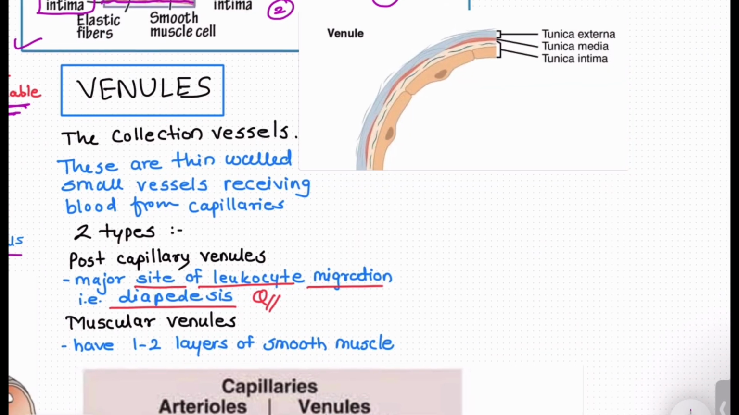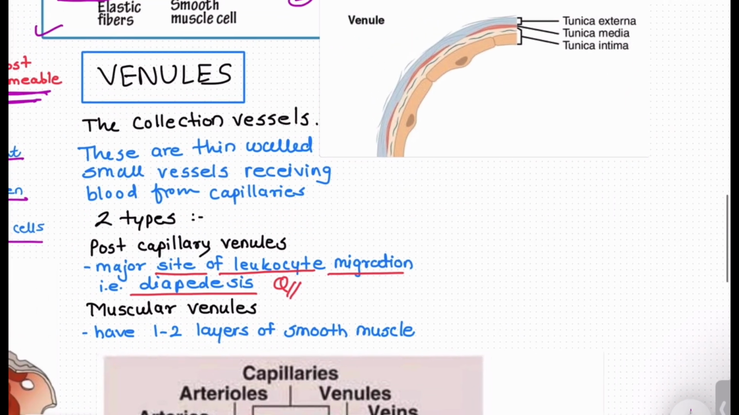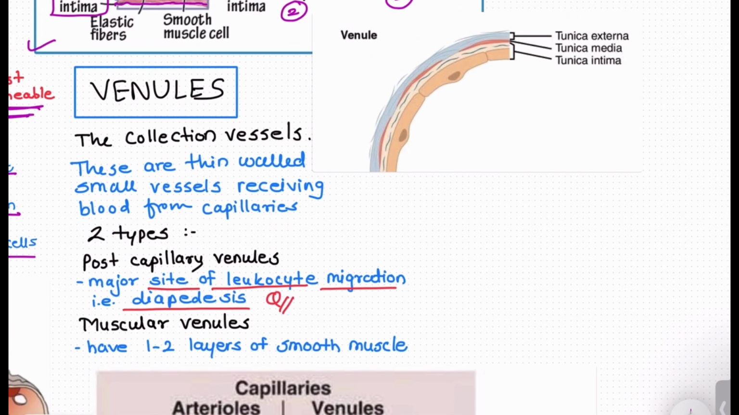Now let's see what a venule is. Venule is similar to arteriole. As there is artery, we have veins. We have arterioles, so we have venules. They are collection vessels. These are thin walled, smaller vessels receiving blood from capillaries. There are two types: post capillary venules and muscular venules.